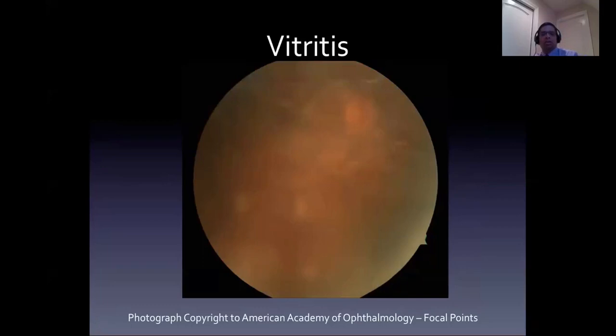And you can also look at the vitreous. Is there significant vitritis? Does that help you? Does it help you that there are vitreous snowball opacities there?